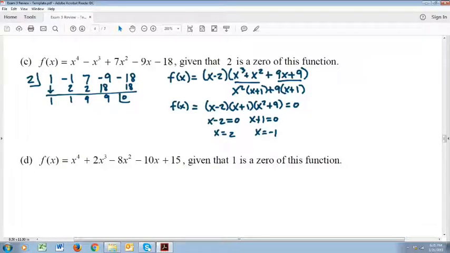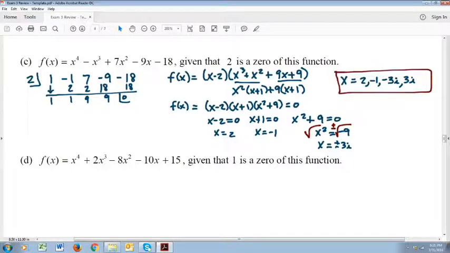So we're going to get 2 and -1, and then when we set x squared plus 9 equal to 0, we'll subtract 9 on each side, take the square root of both sides, and you're going to get 3i and negative 3i. And notice this is a fourth degree polynomial. We did get 4 answers, which is what we expect.